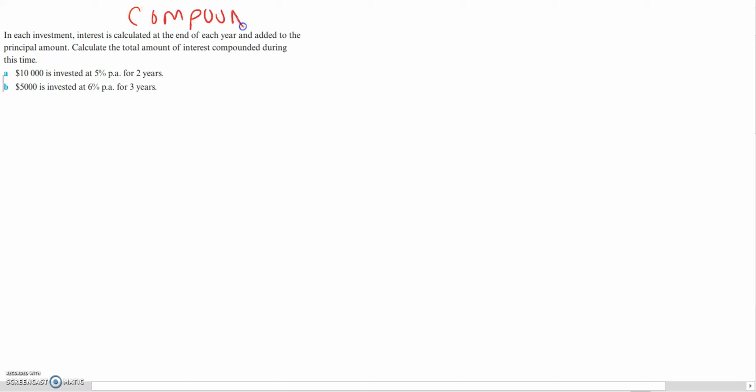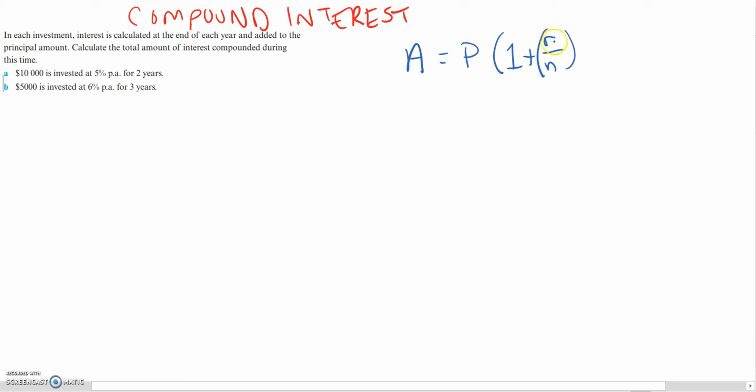So compound interest, the formula itself is A, which is the total amount, the principal and the interest at the end of the term, is principal multiplied by (1 plus r over n), r being the rate, n being the number of compounding periods, and we take all of this and raise it to the power of the number of compounding periods multiplied by time.